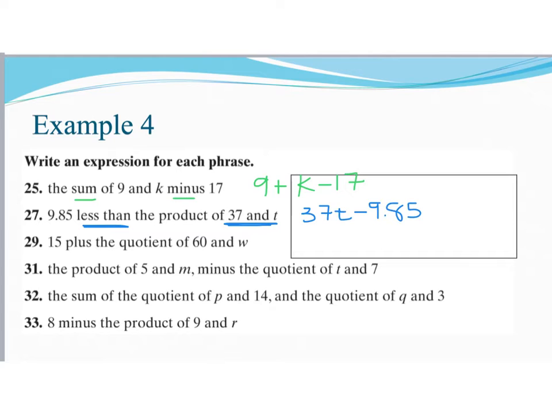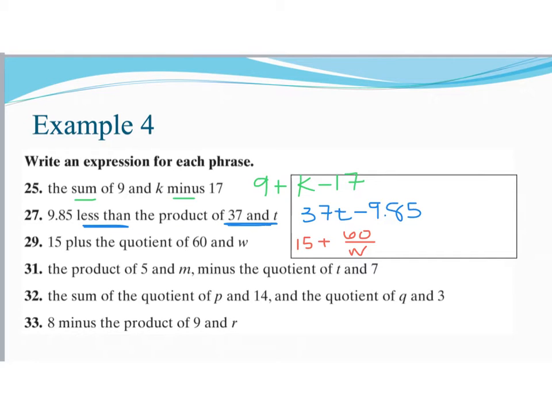Next, we have 15 plus the quotient of 60 and w. So I have 15 plus, remember, quotient is division, so this would be 60 divided by w.